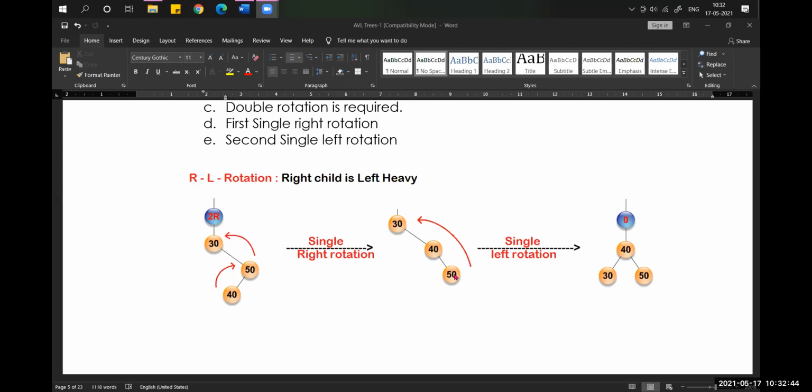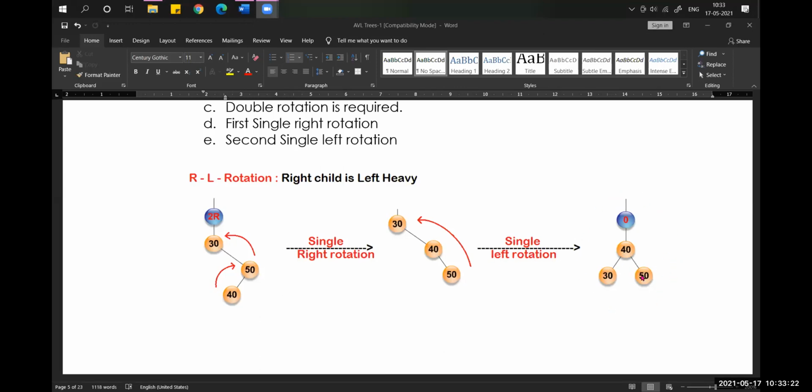Where does 50 go? 50 is on the right side of 40. Why? Because 50 is greater than 40. That's why it is placed on this side, right side. So right rotation over. Next, left rotation. Left rotation means left side nodes have to move. That is the important point. Left side move means 40 will come here. 30 goes to the left side, just rotate like this. So now the resultant tree looks like this.